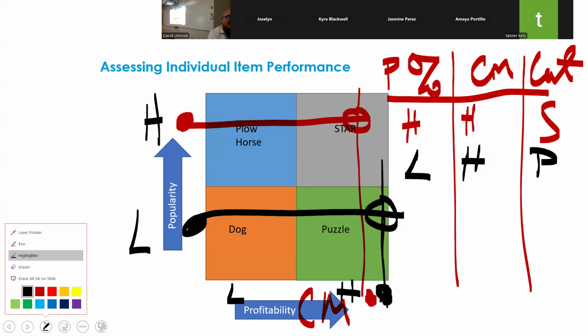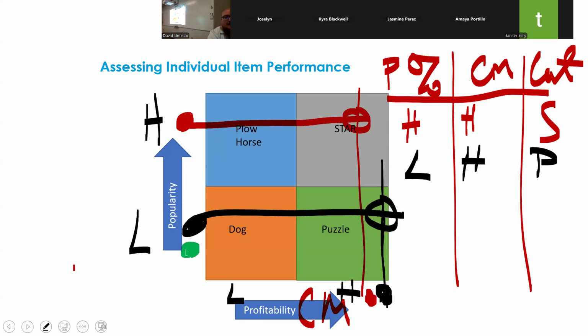All right. Then low popularity, but low contribution margin. Yeah, we draw a straight line, and where do they intersect? In the dog.